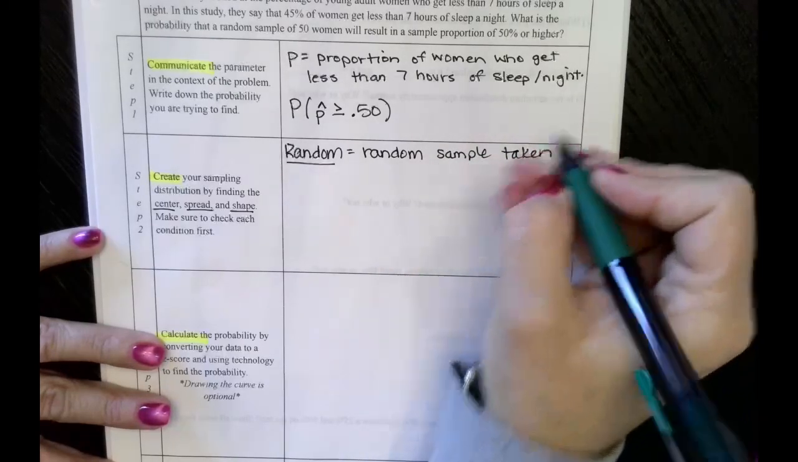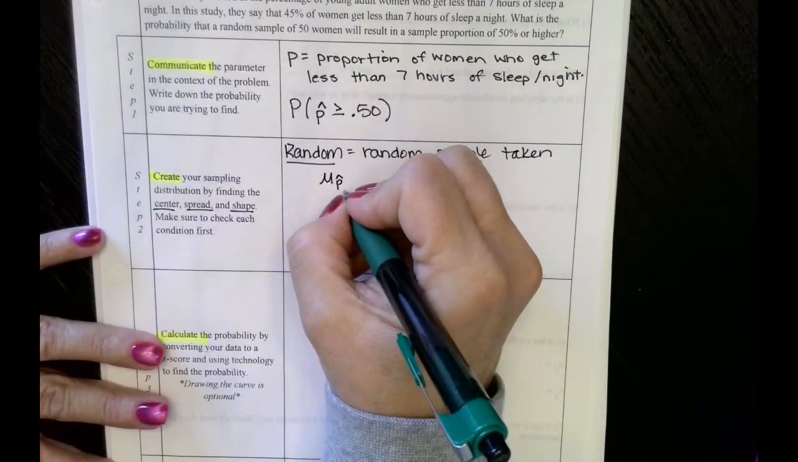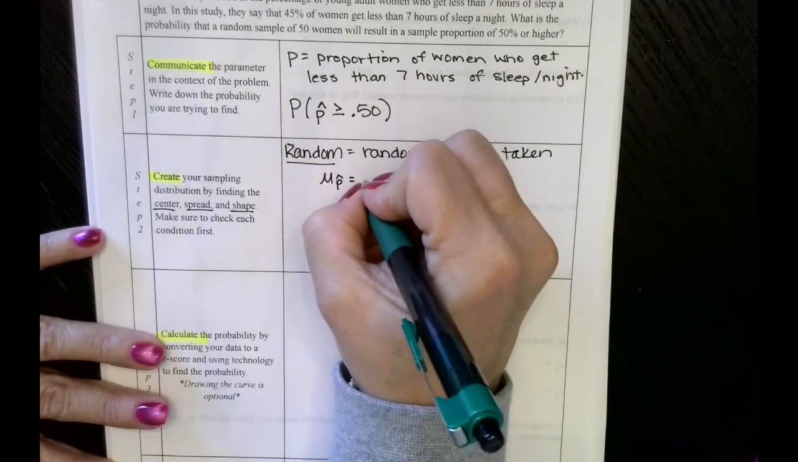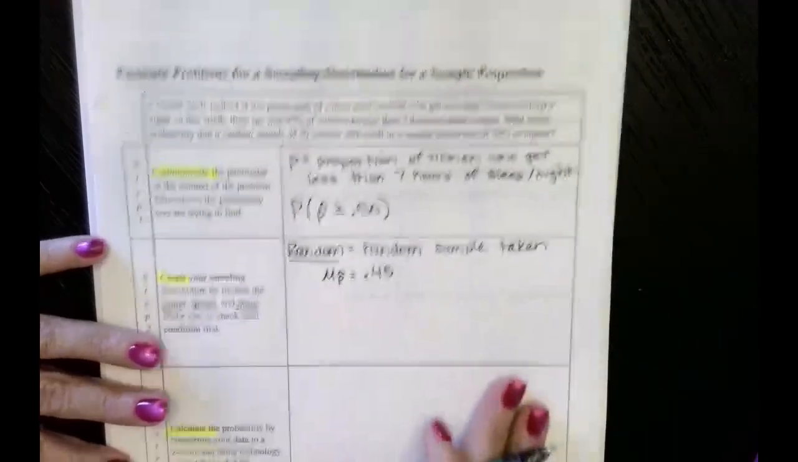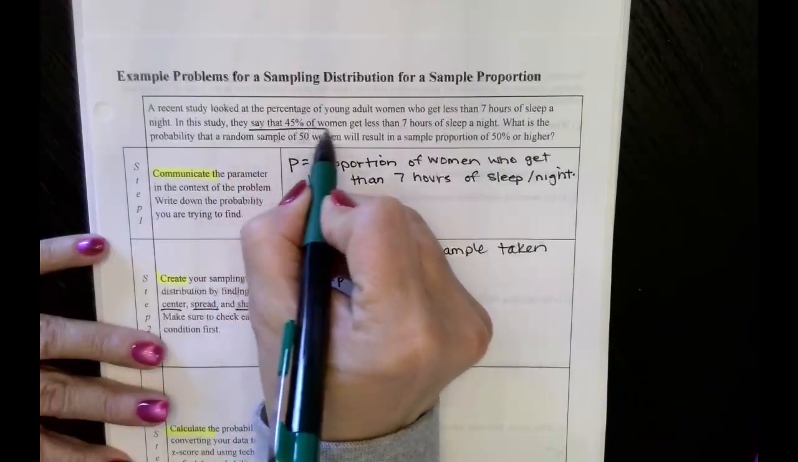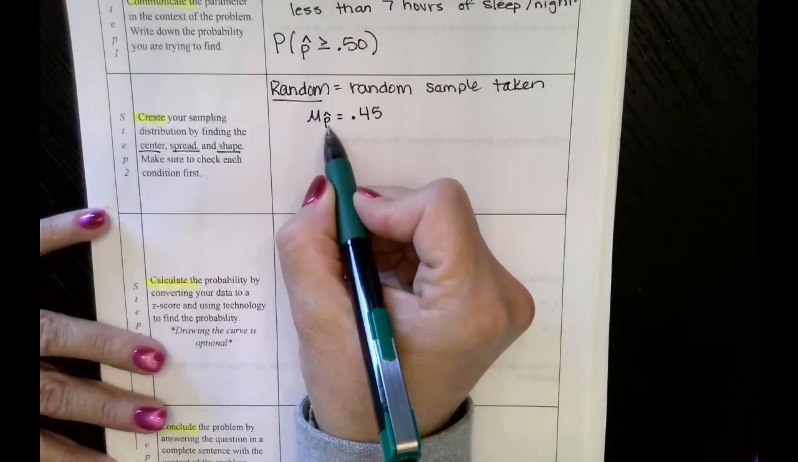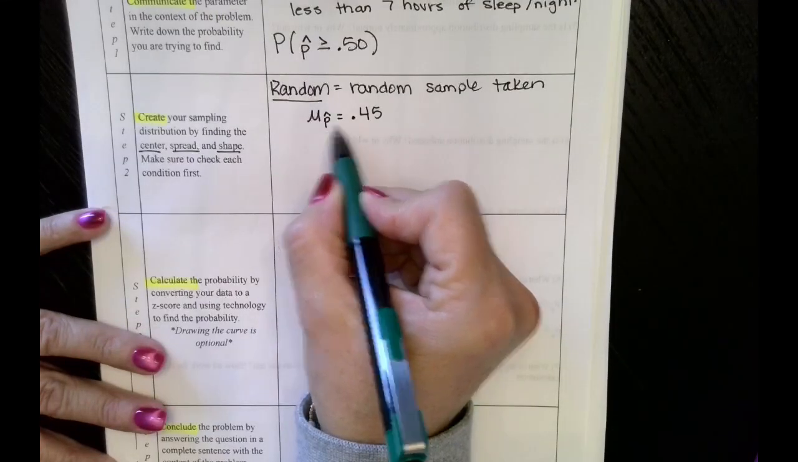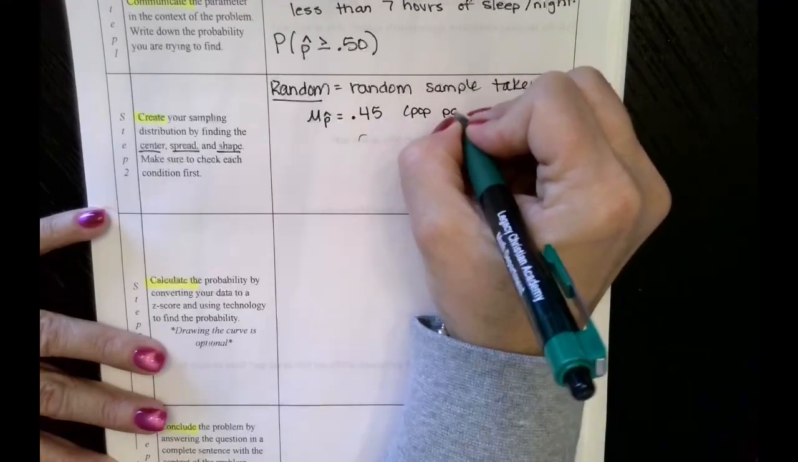Because a random sample is taken, we can say that the mean of p hat is going to equal that population parameter, and that population parameter was 45%. They say 45% of women. So the mean of my p hat is going to be this 0.45, which is my population parameter.